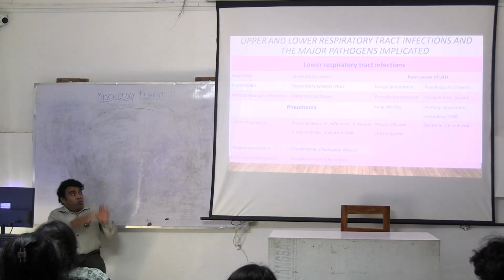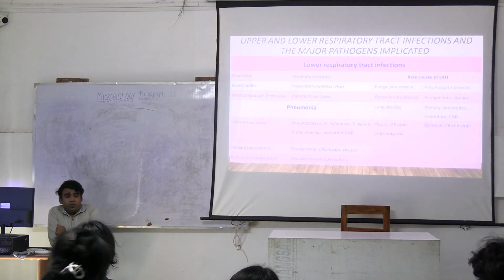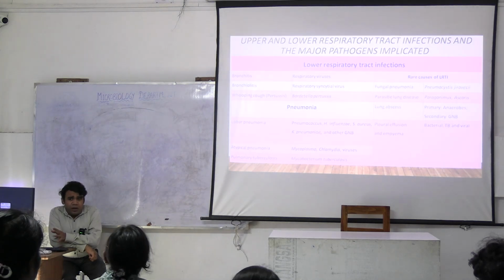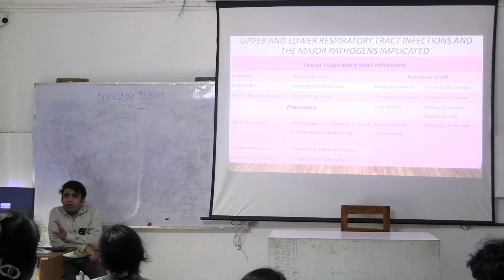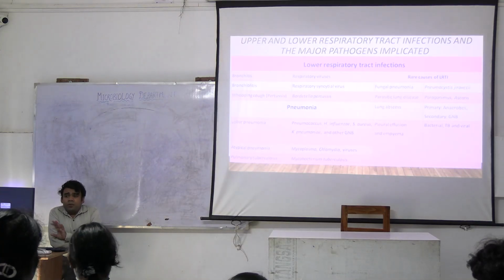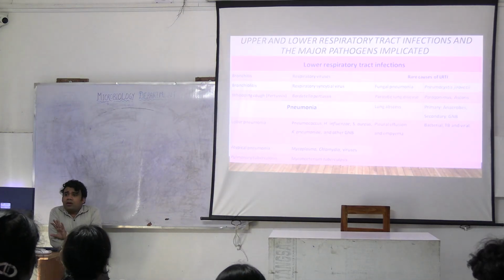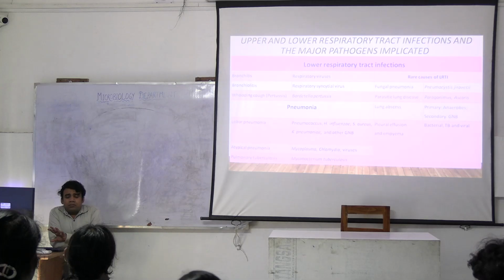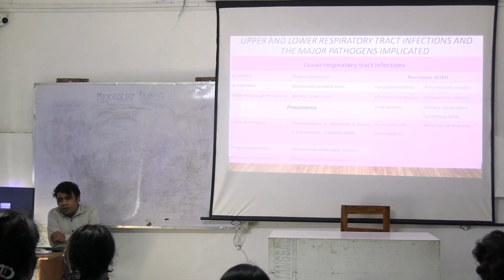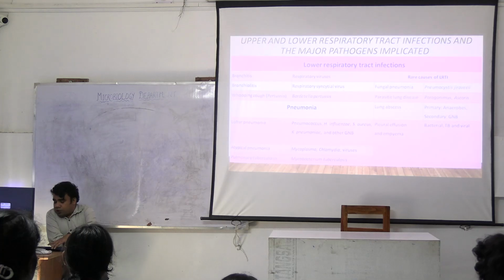So we can divide respiratory tract infection into bronchitis, bronchiolitis, a particular infection called whooping cough, I'll come to it later, then pneumonia. Pneumonia can again be divided depending on the type or part of the lung that is affected, whether lobar pneumonia or atypical pneumonia or interstitial pneumonia.